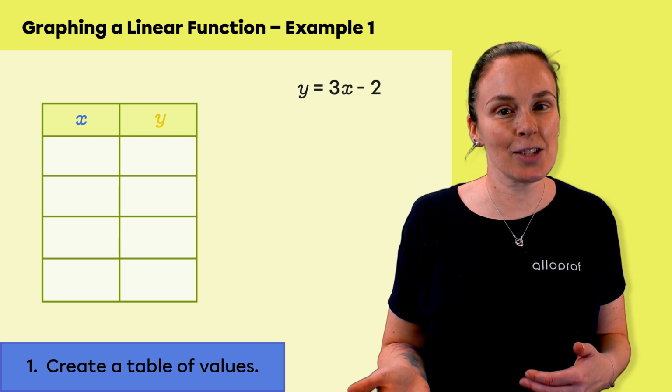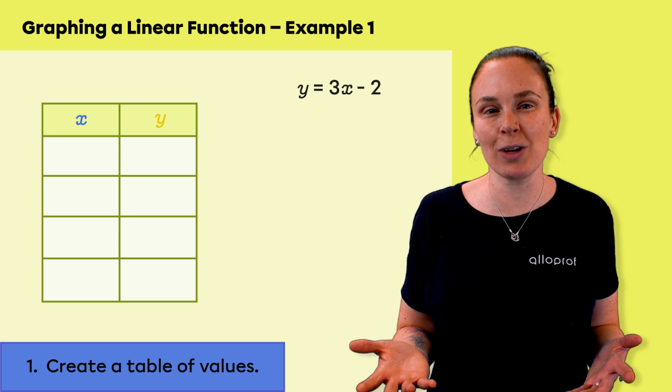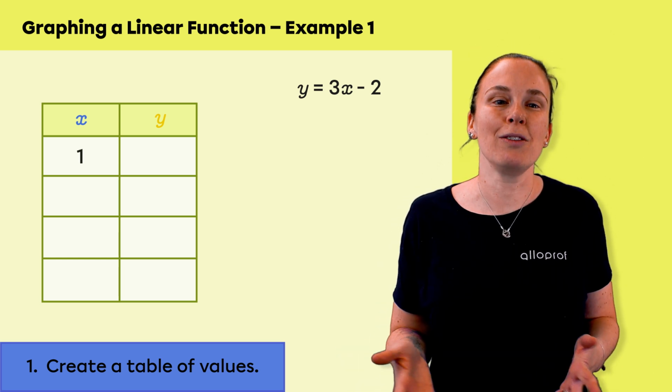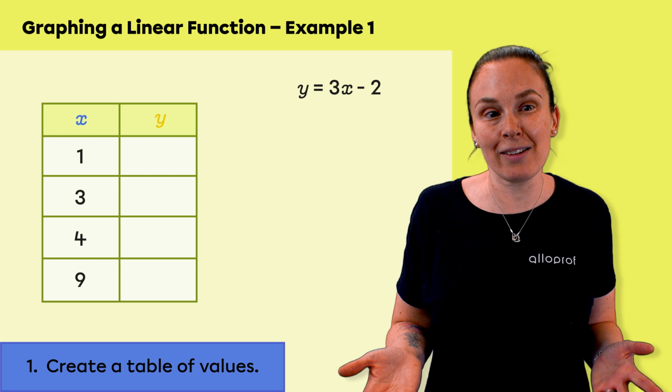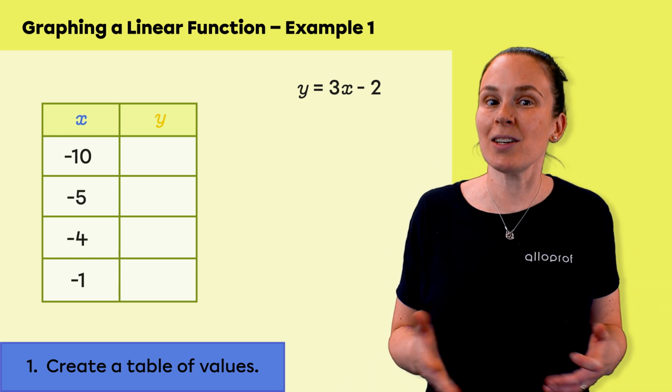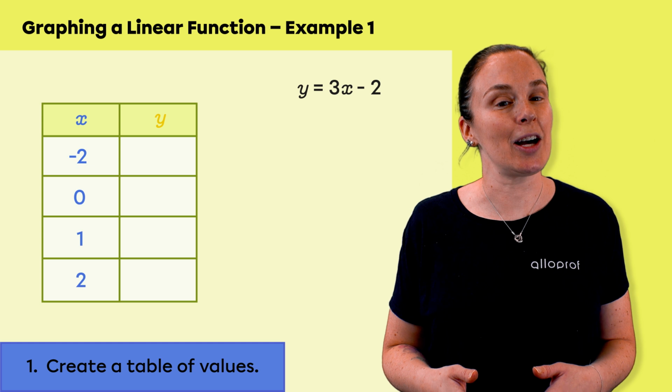Normally, we write the x values from the smallest to largest, but you don't need to have constant leaps between these values. You might choose 1, 3, 4, 9, or negative values like -10, -5, -4, and -1. For this example, I chose the following x values.